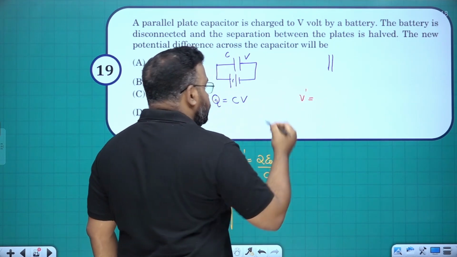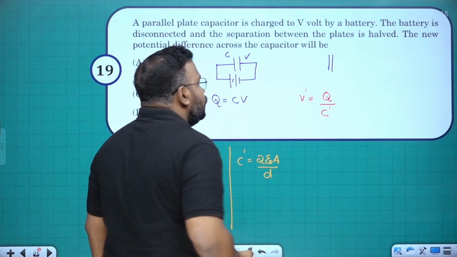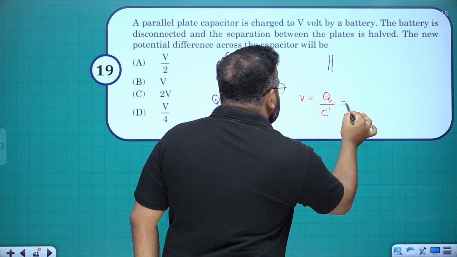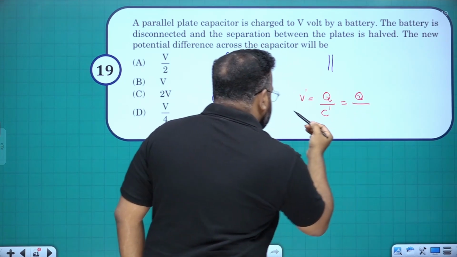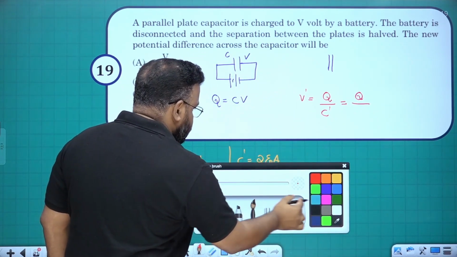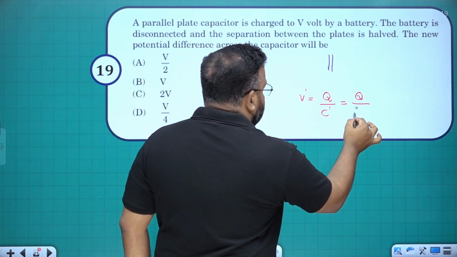V dash is equal to, V is equal to Q by C, no? So we can write Q by C dash, which is equal to, Q remains same, Q by what is C dash? C dash is 2C. Here you can see 2 epsilon naught A by D means 2C. So we get what?